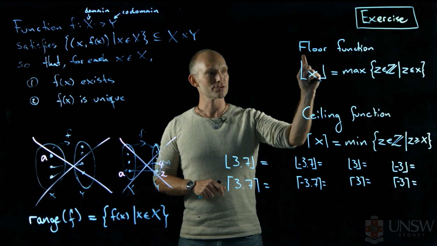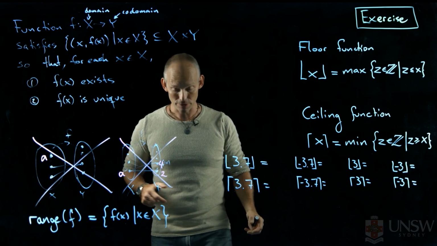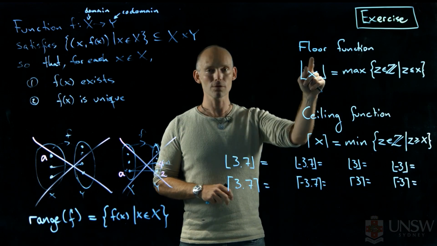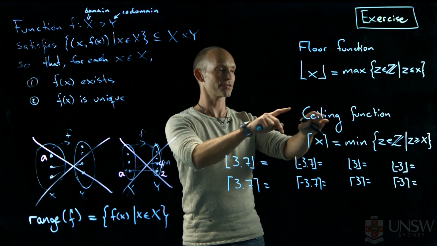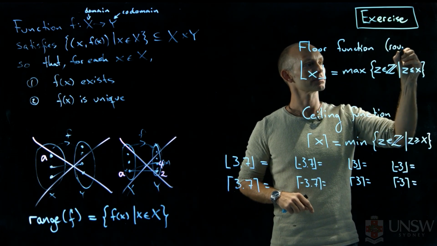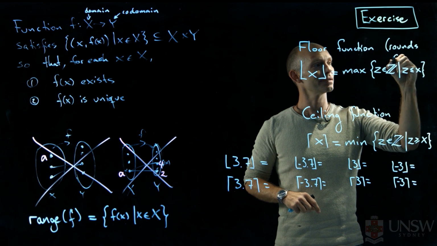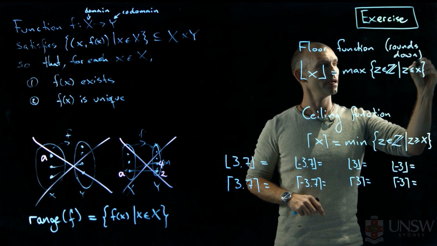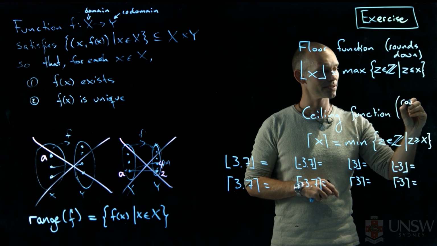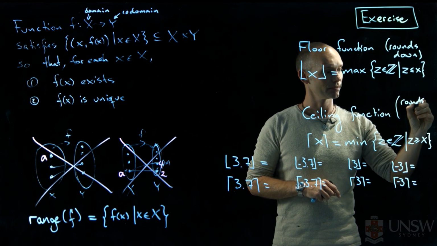Here are two particular functions which are quite often useful to have, the floor function and the ceiling function. The floor function rounds down and the ceiling function rounds up. So rounds down, and the ceiling function rounds up. Rounds up.